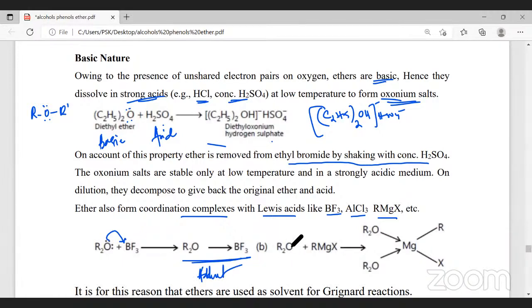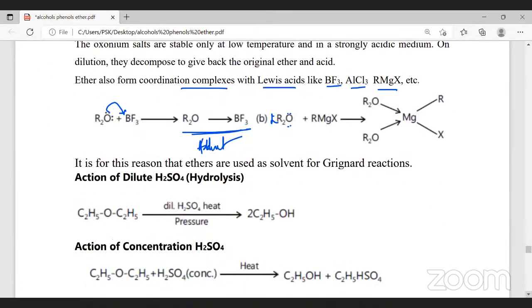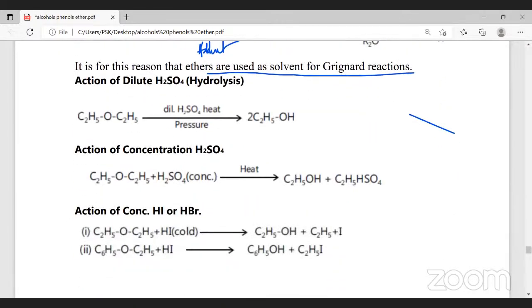Here similarly, ether, when it's allowed to react with Grignard reagent, we get R2O, R2O. See this oxygen, 2 moles, gives 2 pairs of electrons to magnesium. You get a complex. So the understanding is, now ether also can behave like a ligand. It also can form complexes. For this reason, ethers are used as solvent for Grignard reagents. Now some of the chemical reactions we learn, the first one is action of ether on dilute sulfuric acid.